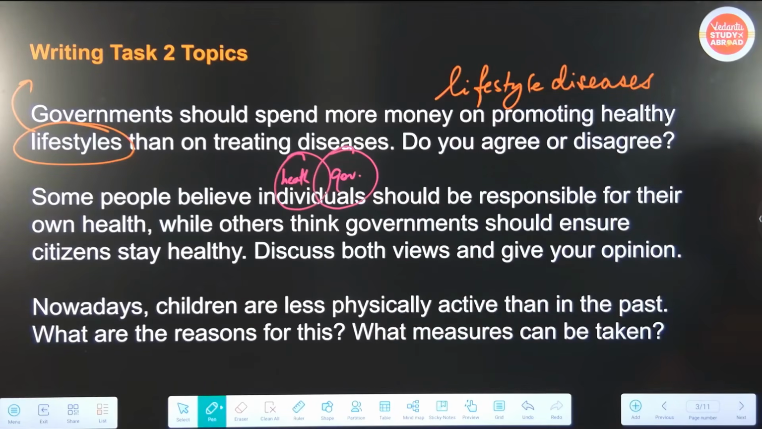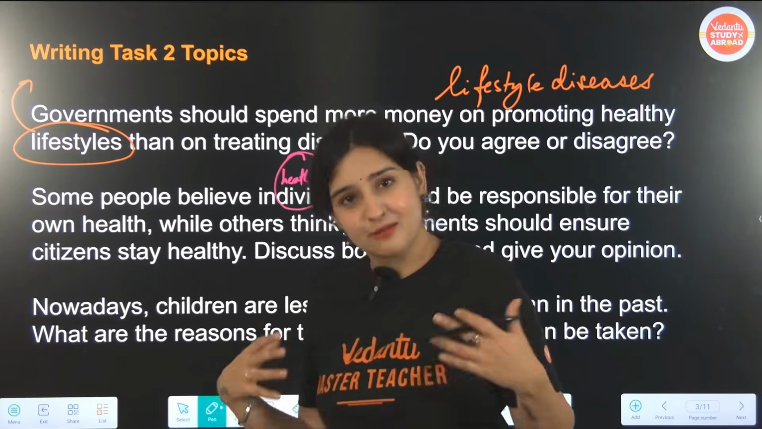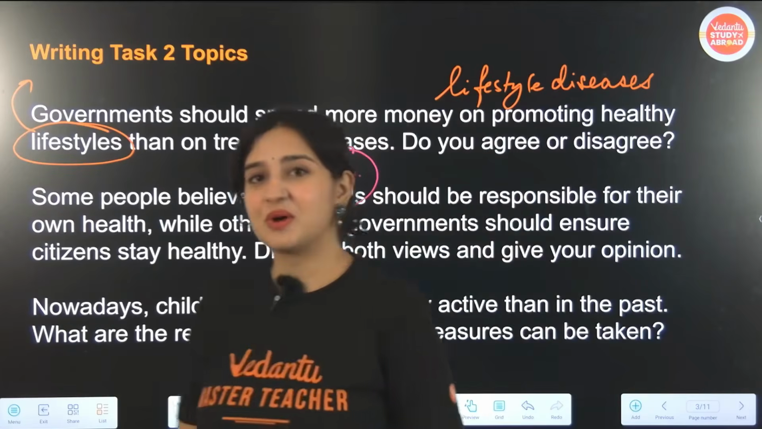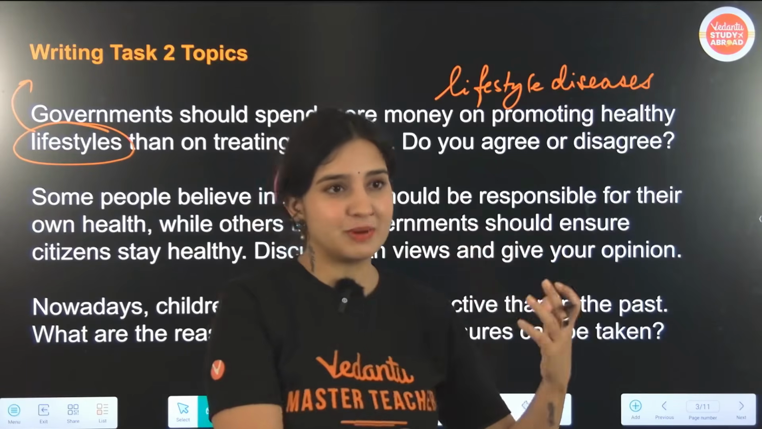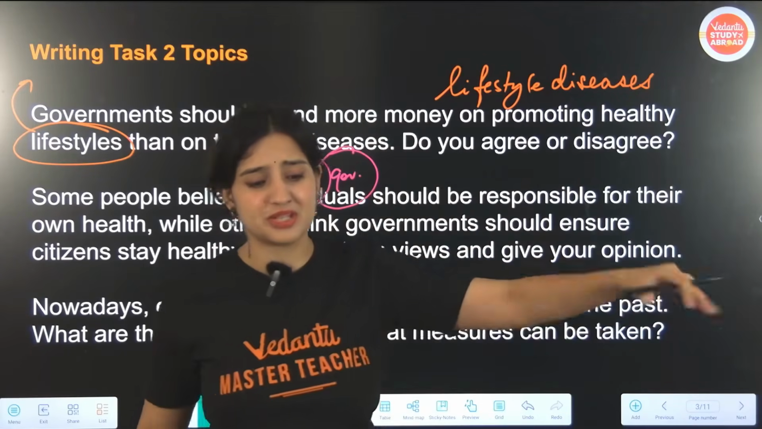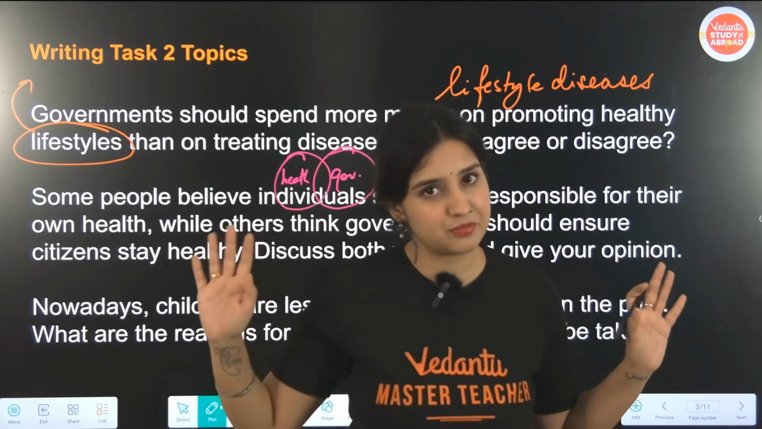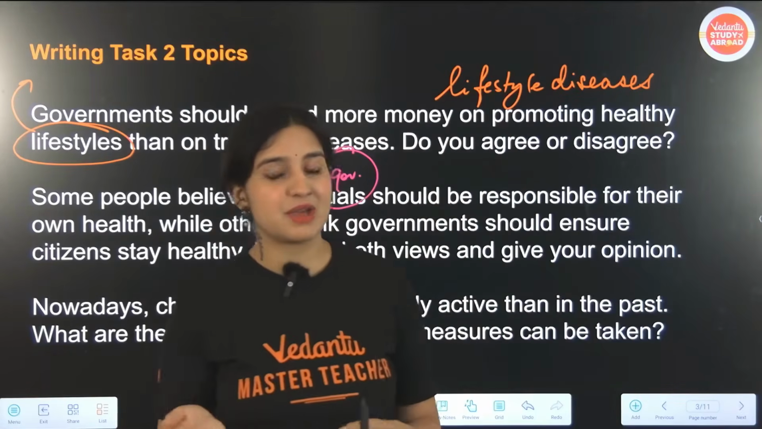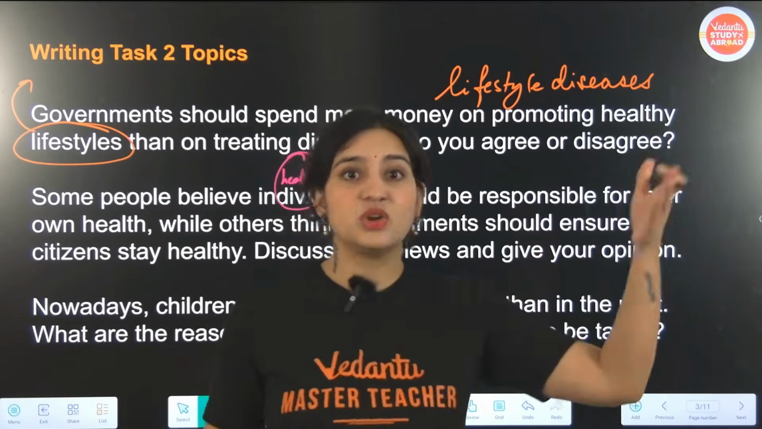Next, nowadays children are less physically active than in the past. What are the reasons for this? What measures can be taken? What are the reasons for this? iPads, laptops, phones, YouTube, videos, Instagram, right? So a lot of parents now, every time they are overburdened, overstimulated, and they don't know what to do, their child's throwing a tantrum, the easiest fix is to give them something that they can watch for 2 hours or 3 hours, and then they're just entirely distracted and don't bother you. Now, obviously, parents before the advent of the internet and technology that we have today did not have this luxury.